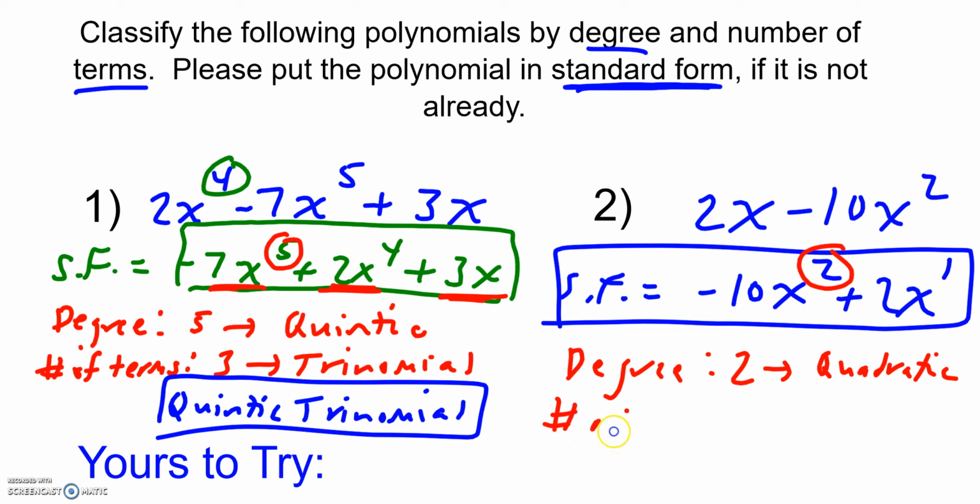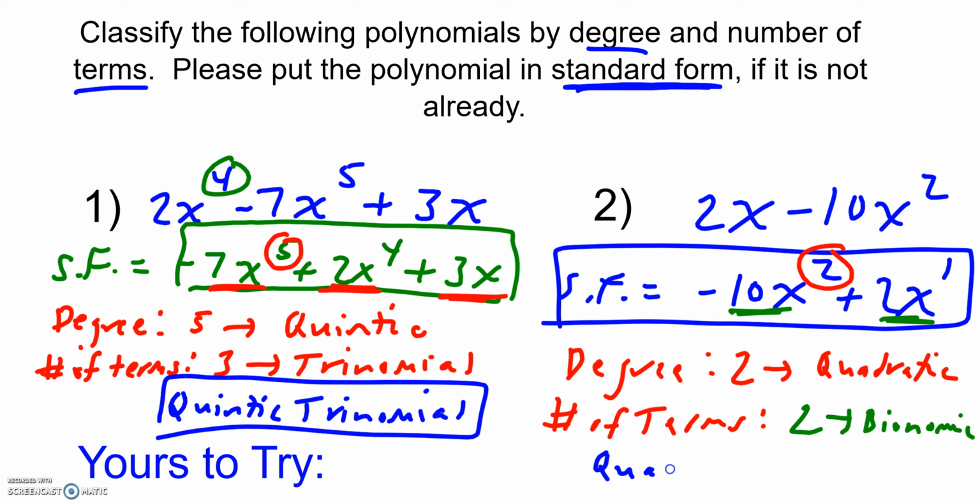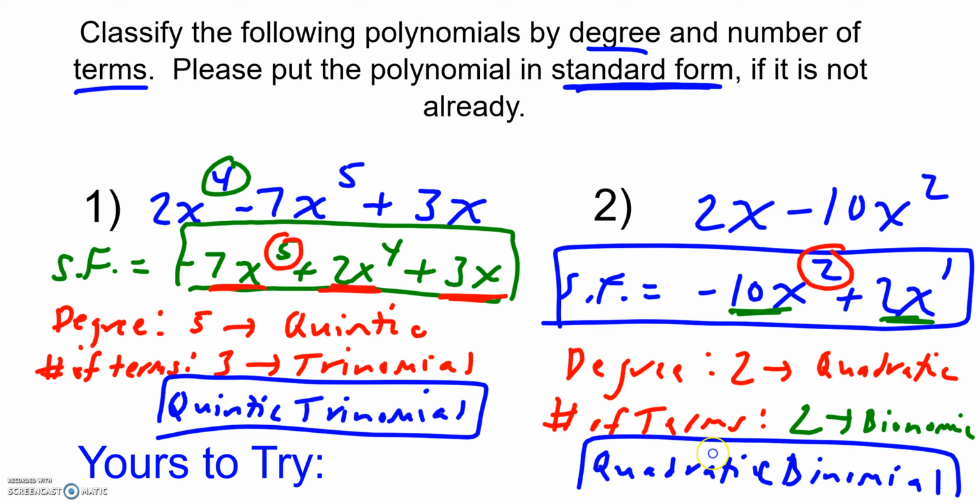The number of terms also happens to be 2 in this instance because I have 2 terms separated by a plus or minus. So this would be a binomial. So if I asked you again what is the best name for this polynomial, you would call it a quadratic binomial. And usually the name versus degree goes first and the number of terms goes second.